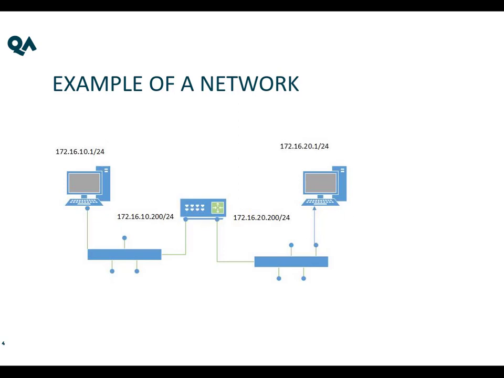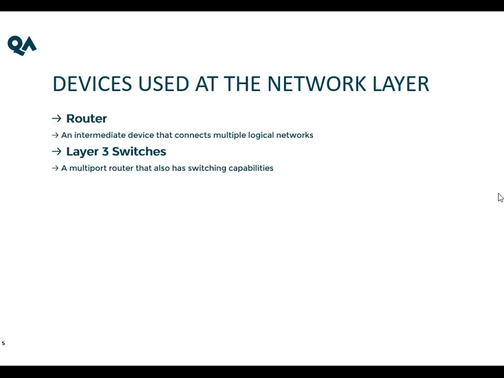We have two main devices living at the network layer. We have a router, or for my American friends, a router. If you're a Microsoft person, default gateway, and this is an intermediate device that connects multiple logical networks together. We also have layer 3 switches, and layer 3 switches are a multi-port router. So potentially in my organization, our layer 3 switch has got 24 ports that also has switching capabilities as well.